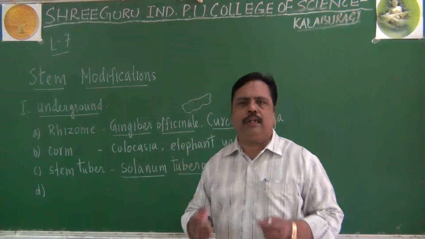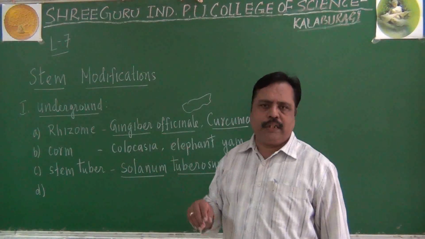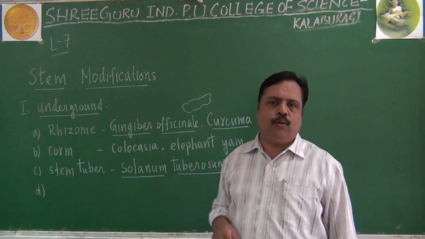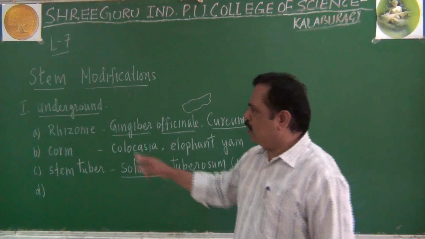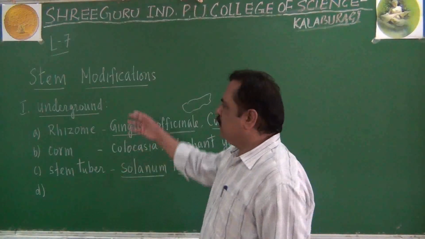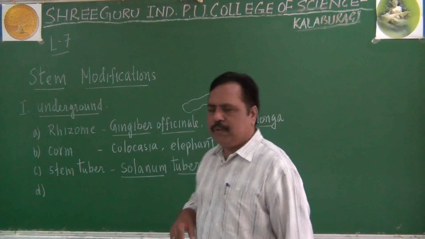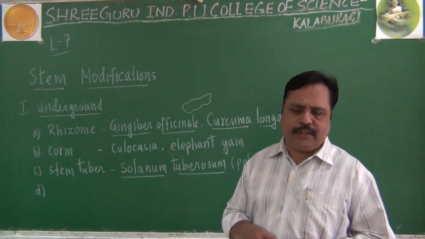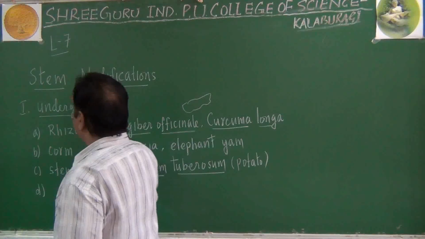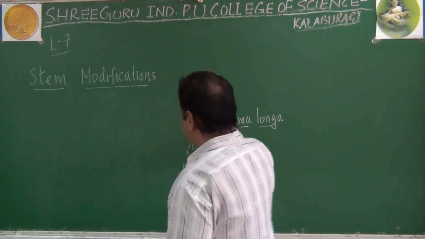Usually we think that underground structures are root only. But this becomes a stem in nature because they have axillary bud, terminal bud and nodes and internodes also. Okay, so rhizome, corm, stem tuber, like the various points we have seen in the underground stem. I will discuss the 4th point also, I told you in the previous class, in underground stem modification. In today's class, let us go for second type of stem modification in detail.